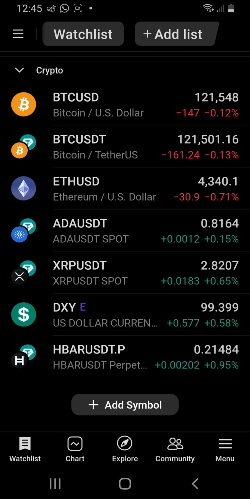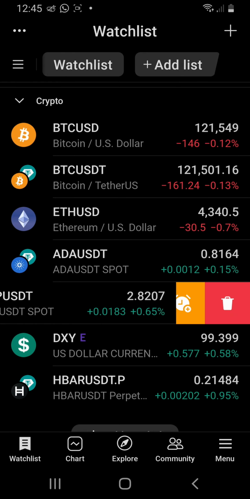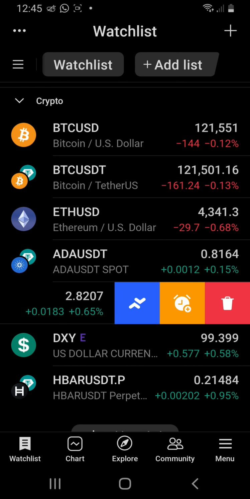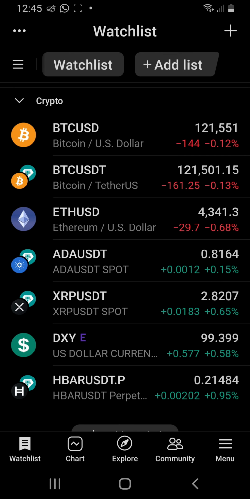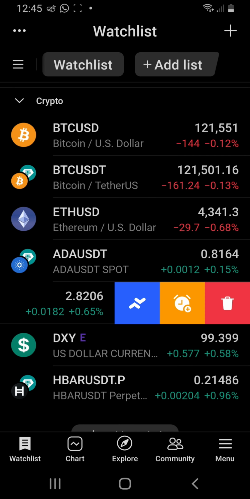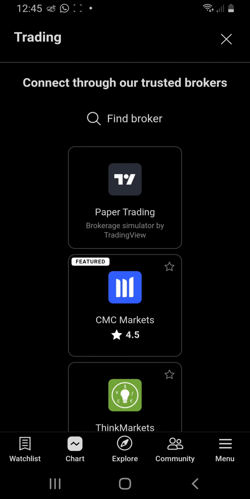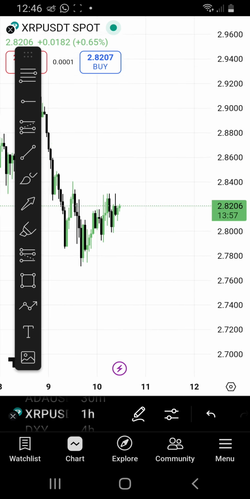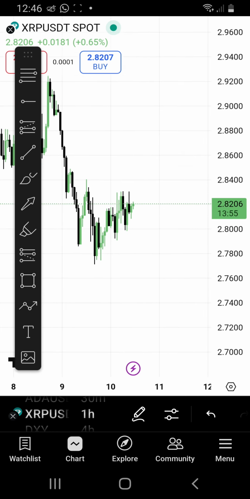For example, if you pick XRP, you go just swap. You see this one is XRP USDT, so you go just swap XRP USDT spot. So you go just swap like this. After you swap, then you enter the chart, and this cancel that you see for off, just click the cancel. So it will automatically take you to the chart of the XRP.